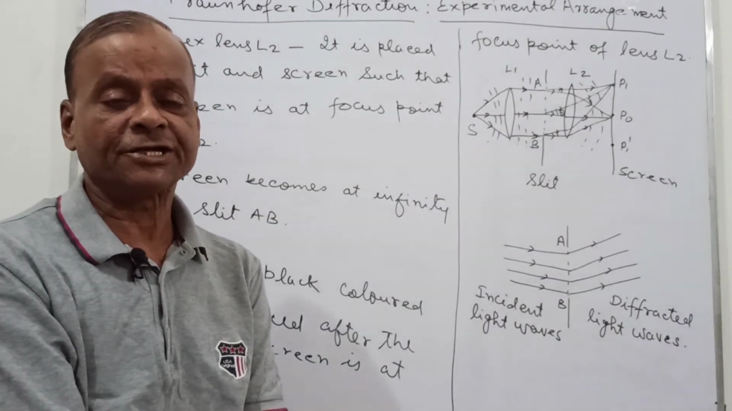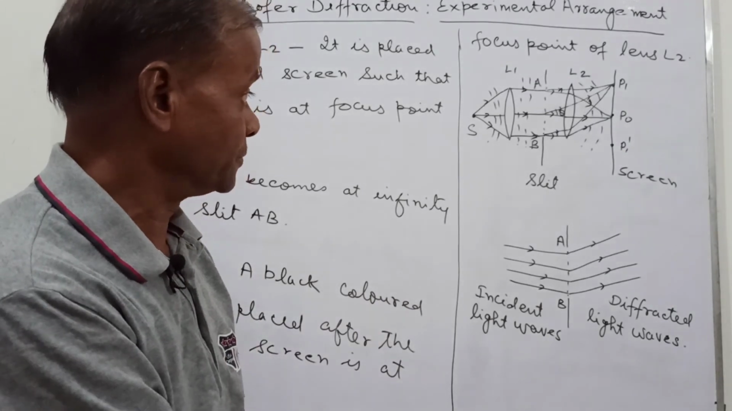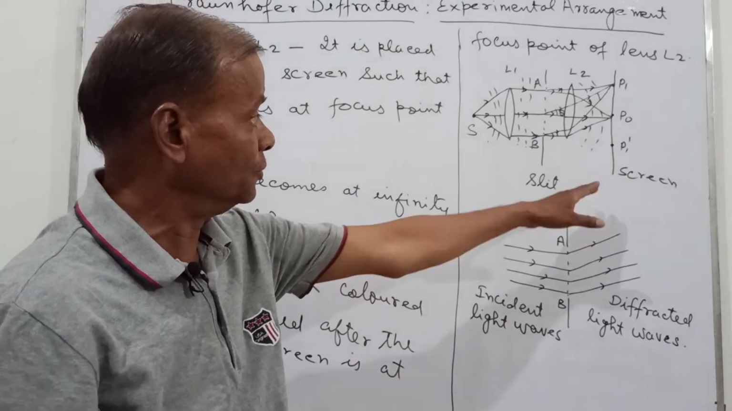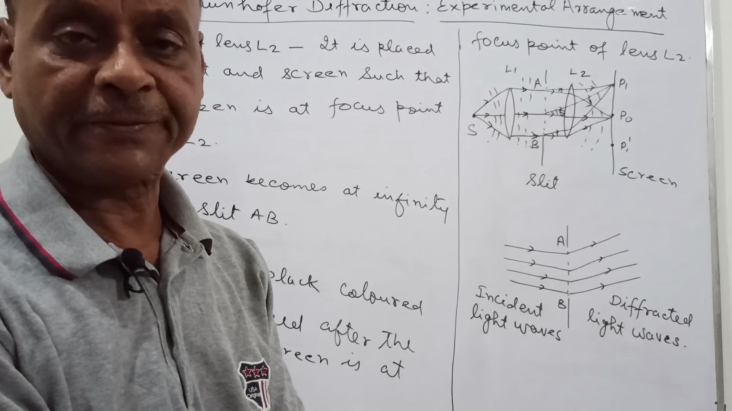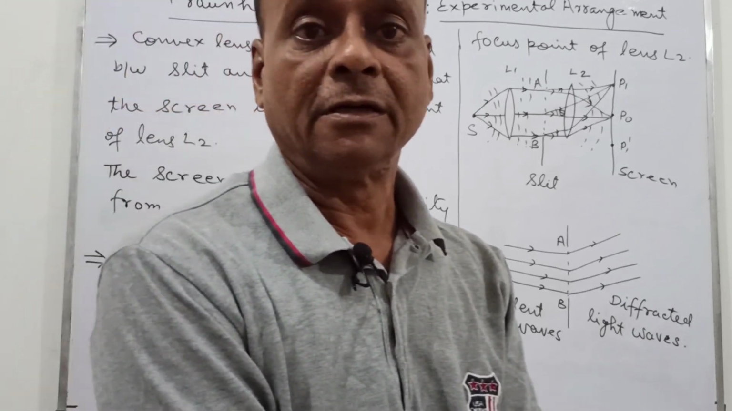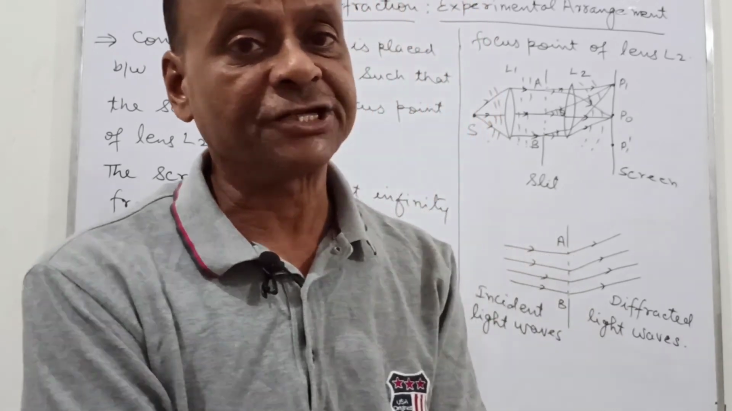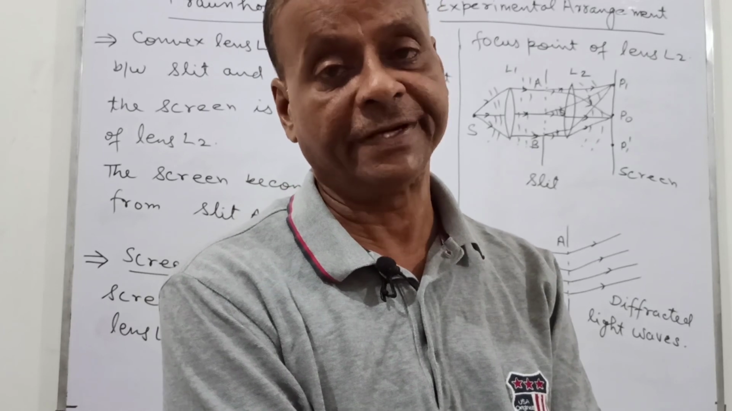So this is the experimental arrangement of this Fraunhofer diffraction, and you can see that on this screen a diffraction pattern can be seen. In the diffraction pattern there are bright and dark fringes. So in the next video I will tell you about the diffraction pattern of Fraunhofer diffraction.